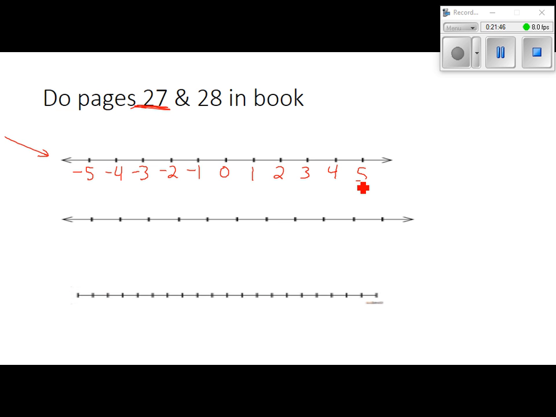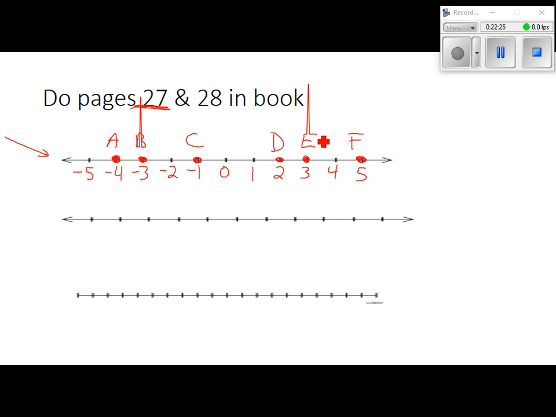Somebody help me out and tell me what points they told us. Where's A at? Negative 4. Negative 4 is A? Yeah. Negative 3, that's B. Negative 1, C. Ignore that. You can tell that that's a B and my pen's just going nuts. Negative 1 is C. 2, D. Ignore that one, too.